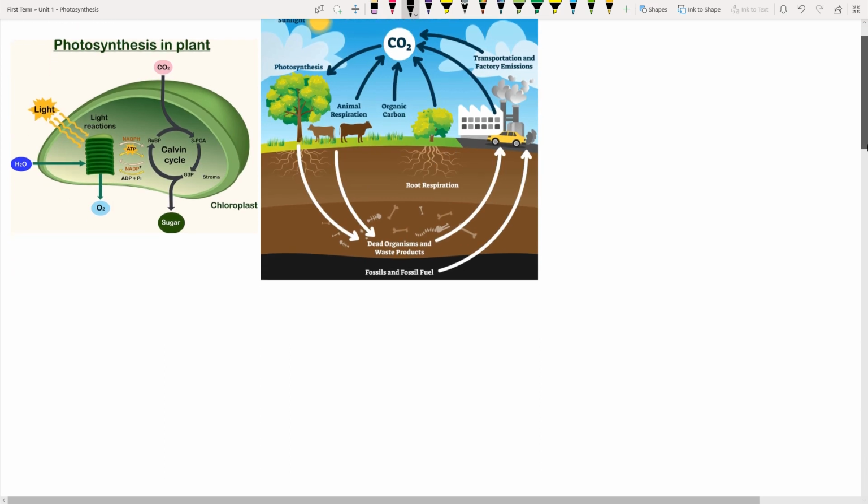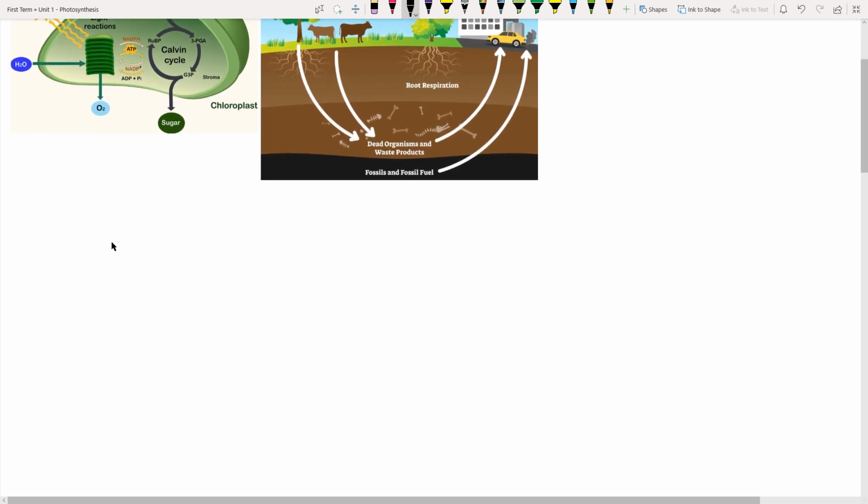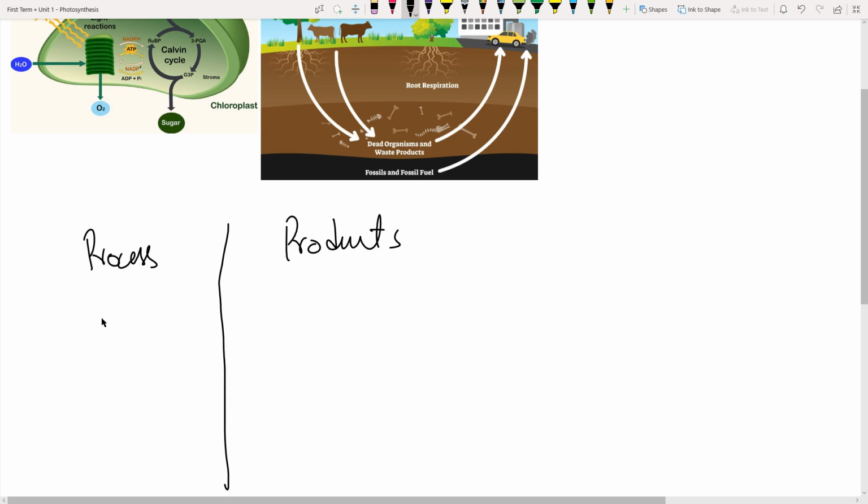There are more things responsible for CO2. So we are going to differentiate those reactions. We'll see the process and the products that are there: what kind of processes cause what kind of products. First of all, we have respiration.